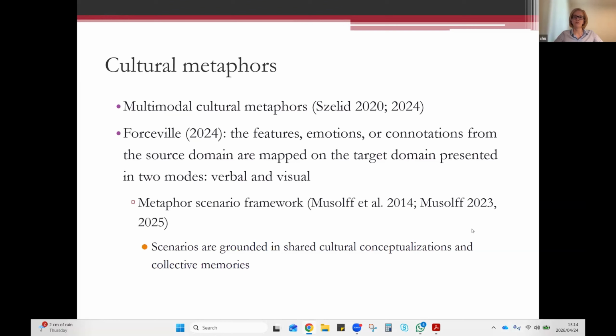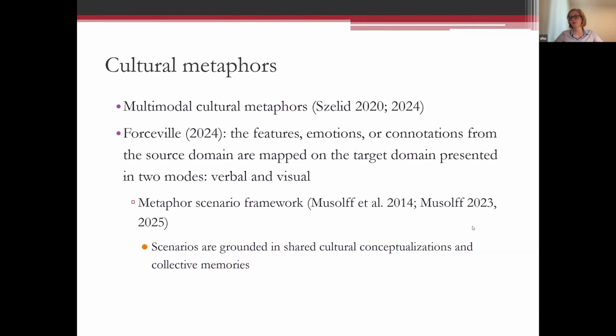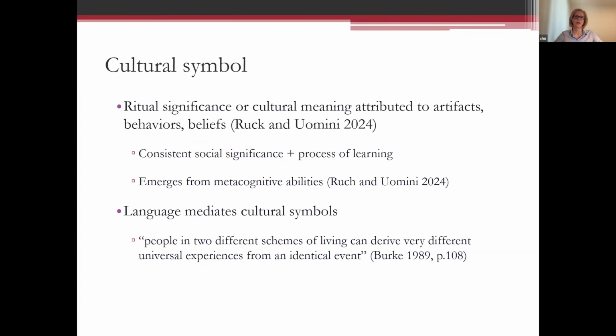The metaphor scenario framework can also be used to analyze multimodal cultural metaphors, since scenarios are grounded in shared cultural conceptualizations and collective memories of a specific linguistic culture. Next slide, please. I argued that cultural symbols could also be incorporated into the analytical tools of cultural linguistics.